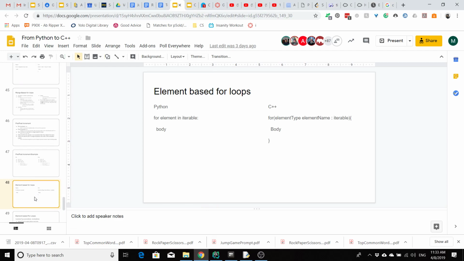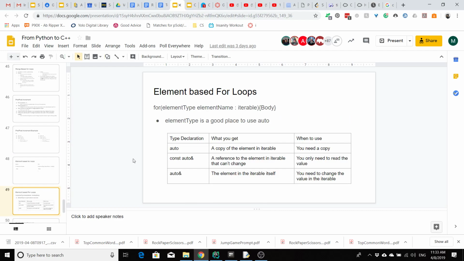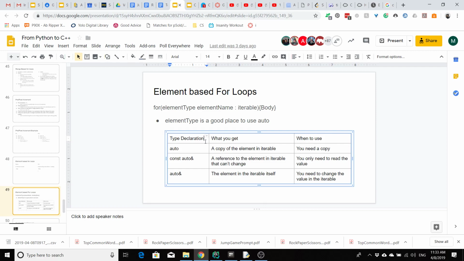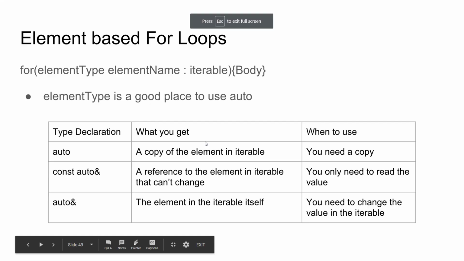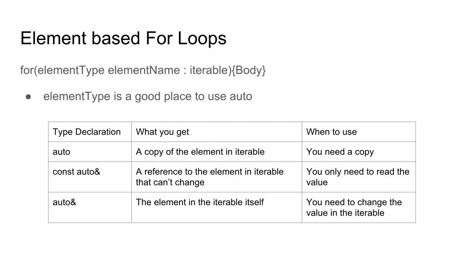If you just use auto, you are going to end up with copies of the values just like in Python, which could be good or bad depending on what you wanted to do. If you wanted some copy to be able to change it later on, great, use auto. If you're only planning on reading the element, it's much better to use const auto reference. This way I don't actually have to copy the object, but I won't accidentally change it either, right? So if you're just reading through the elements in your iterable, const auto reference.